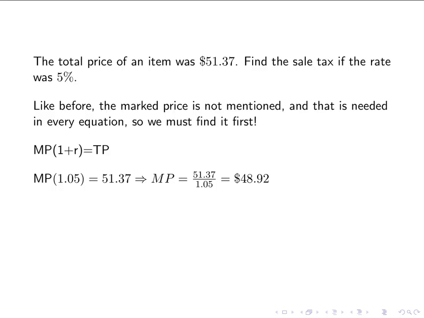Now that we have that, we can find the sales tax, ST, by going back to our second equation. So MP plus ST equals TP. Plug in what we know, and then subtract 48.92 from both sides, and we get a sales tax of $2.45.